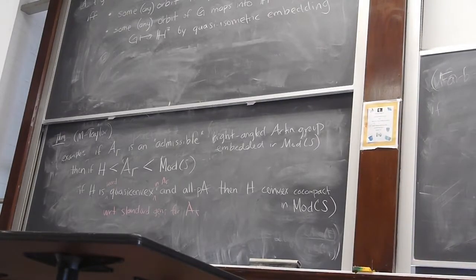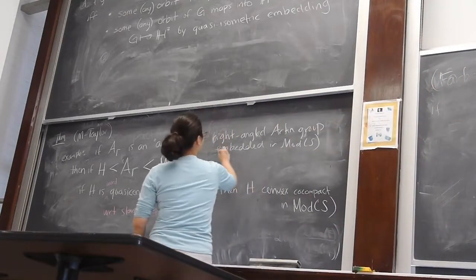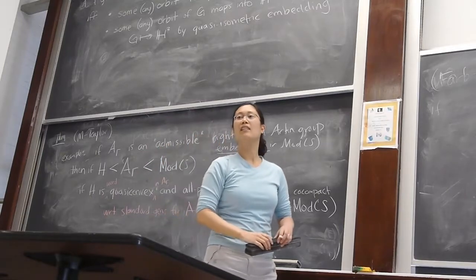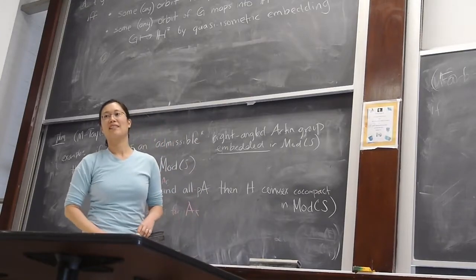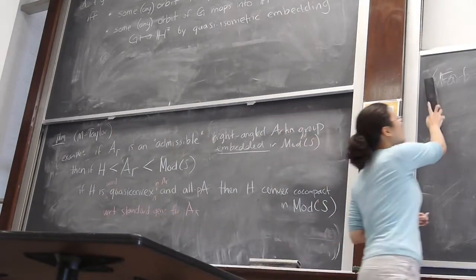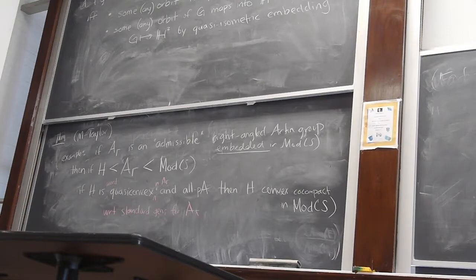Does every right-angled Artin group embed in the mapping class group? Oh yeah, these are embedded. I said, does every right-angled Artin group embed in some mapping class group? Yes, in some mapping class group. Right. Okay.